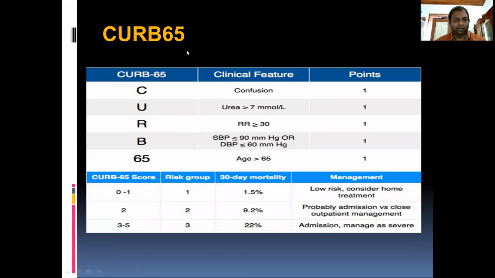CURB-65: Confusion, urea, respiratory rate, blood pressure (systolic and diastolic), and age 65. So we give points, and we stratify them as risk group 1, 2, and 3. Group 1 is low risk; group 2 is probably admission versus outpatient management, where we have to decide; group 3 is admission, managed as severe.